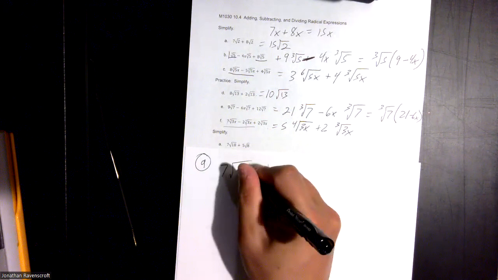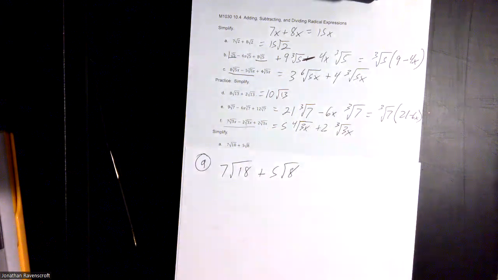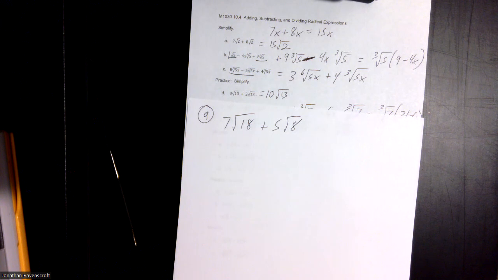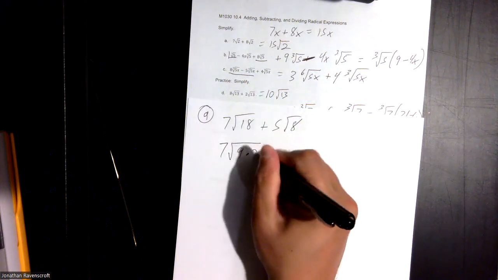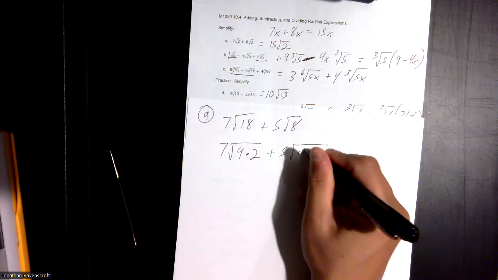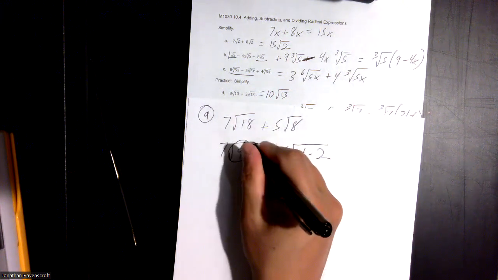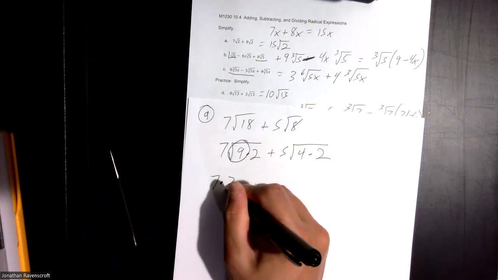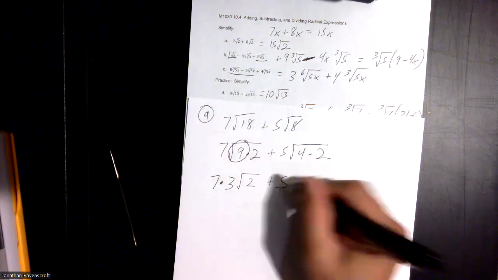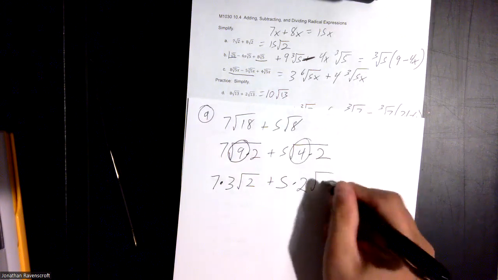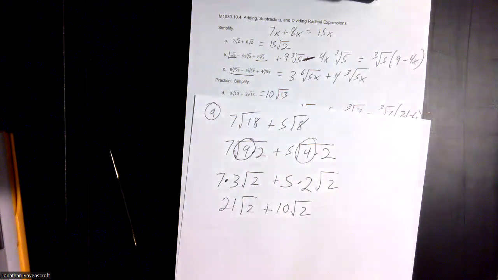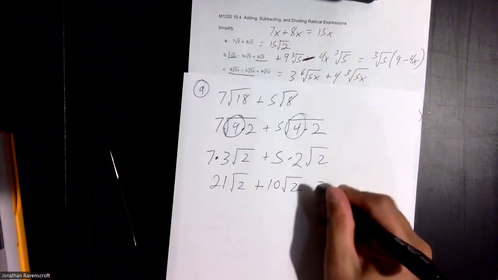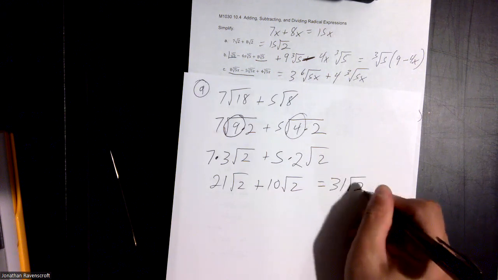Now, if you look at the next problem, 7 square root of 18 plus 5 square root of 8. On the surface, it looks like we can't do it because we don't have the same thing. What we need to do is simplify the radical like we did in the previous section. 18 is the same as 9 times 2. 8 is the same as 4 times 2. Square root of 9 is 3, so that's 7 times 3 square root of 2 plus 5 square root of 4 is 2. This stays underneath. 21 square root of 2 plus 10 square root of 2. Now that is something we can simplify. 31 square root of 2.